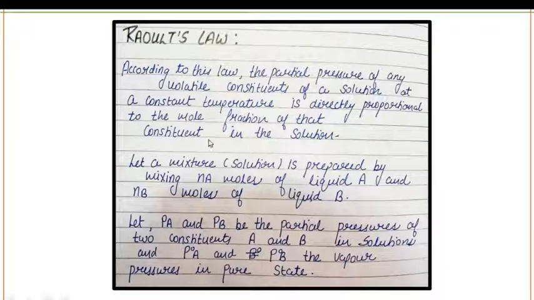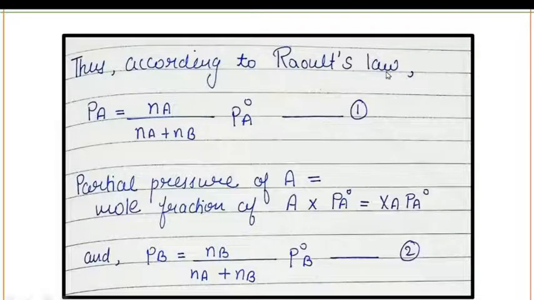Okay, so to understand Raoult's law, let's take a mixture or a solution of two compounds. Let's say we have liquid A and liquid B. We have mixed liquid A with liquid B and prepared a solution. Let us consider the partial pressures of liquid A and liquid B to be PA and PB, and the vapor pressures of these two liquids in the pure state be P0A and P0B. Now, according to Raoult's law, PA is equal to nA upon nA plus nB into P0A.